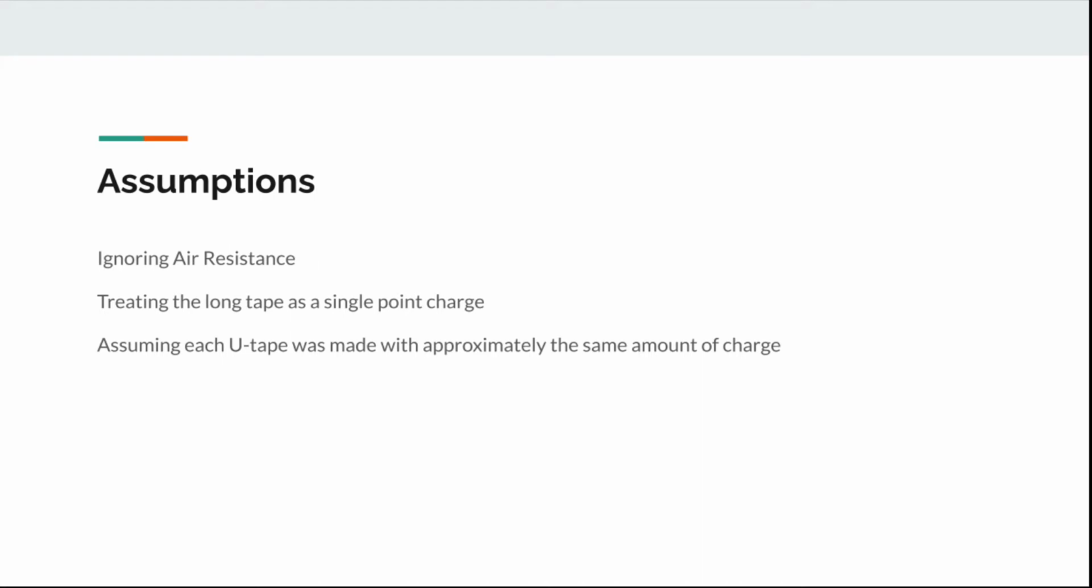We're also going to treat the long tape as a single point charge. This will be very helpful in our diagrams, but more importantly, it's going to make calculations a lot easier. Lastly, we are going to assume each tape has approximately the same charge. We made them the same way using the tape method, where we pulled it off another piece of tape, so they should have around the same charge, but we don't know for certain. The Coulomb's law equation uses the charge for both tapes, and since that is two unknowns to solve for, we are just going to treat them as one. So in our equation, instead of a Q1 and Q2, we'll just be using Q squared today.